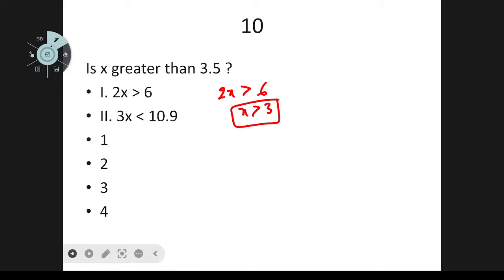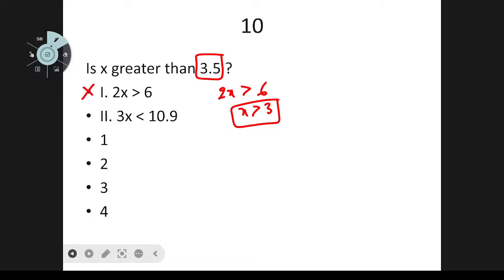Now if x is greater than 3, does it mean that it is greater than 3.5? If anything is greater than 3, it doesn't mean it is greater than 3.5. It only means that it is greater than 3. So by using the first statement, I don't know. Correct?